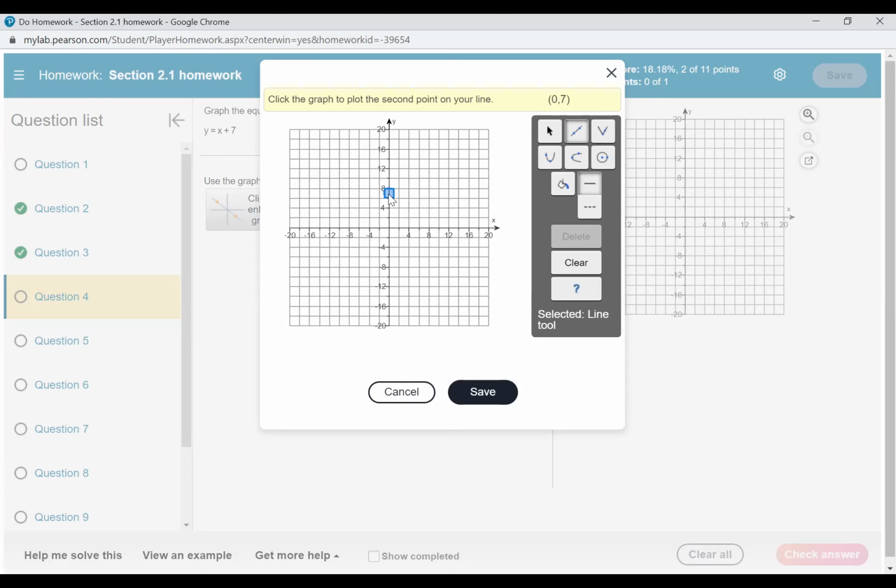okay? Now my second point was 1, 8. So I'm going to start back in the bottom. I'm going to go right 1. So remember, each of these lines is going by 2, so be careful. So I'm going to go right 1 and up 8. So when I go right 1, up 8, there's my second point. I'm going to hit enter.